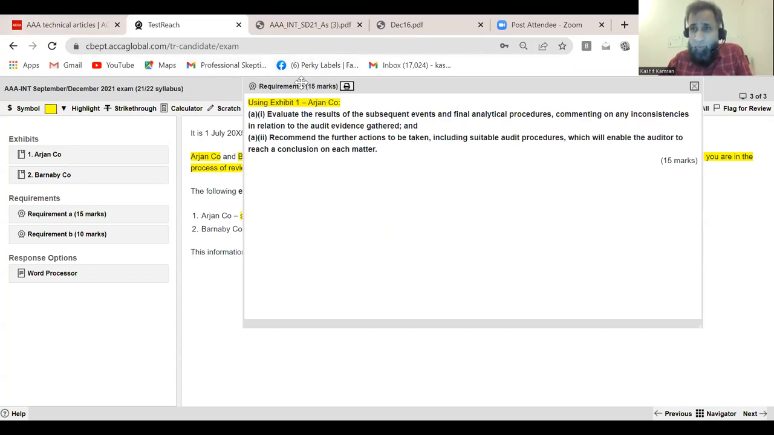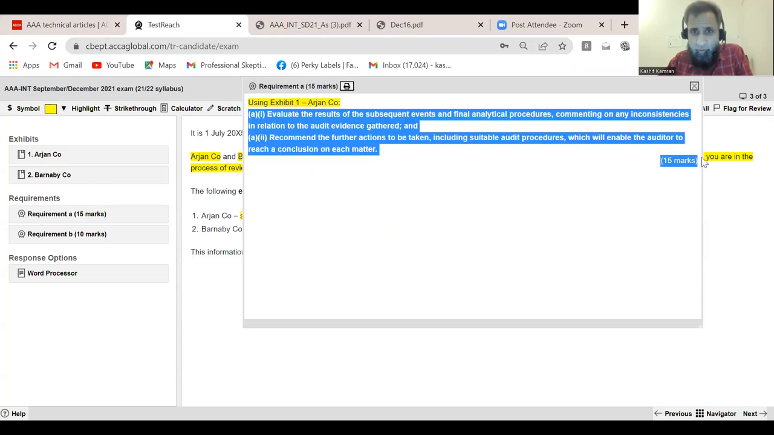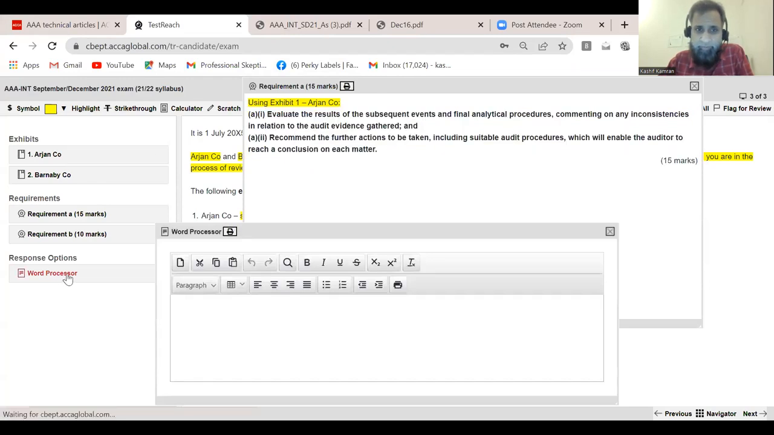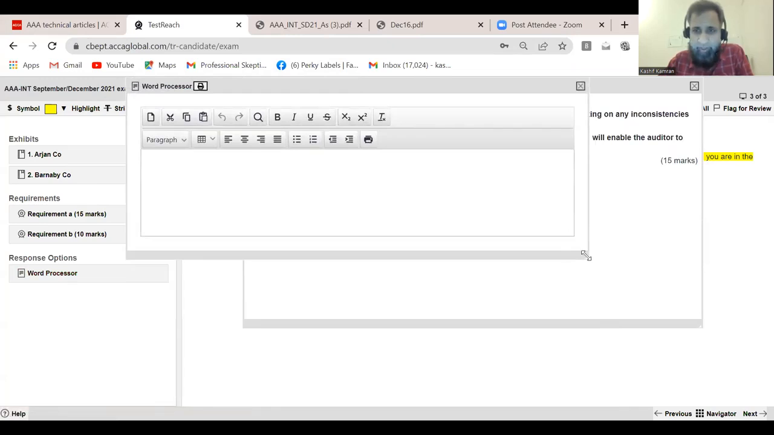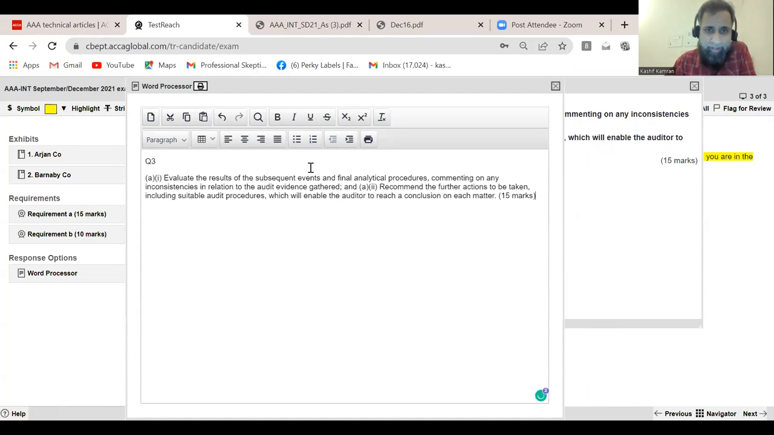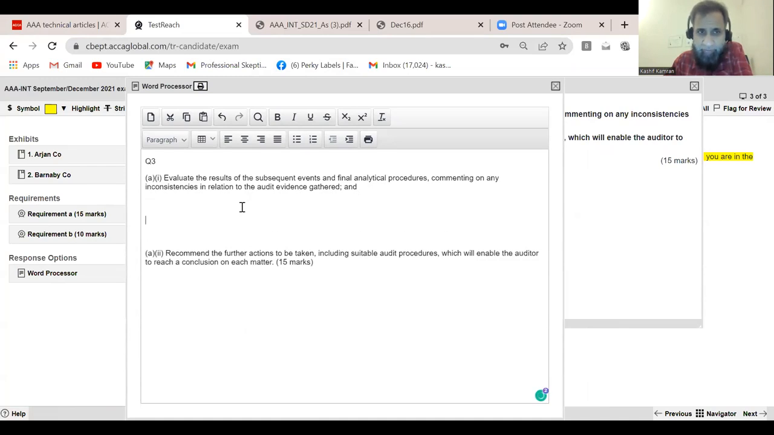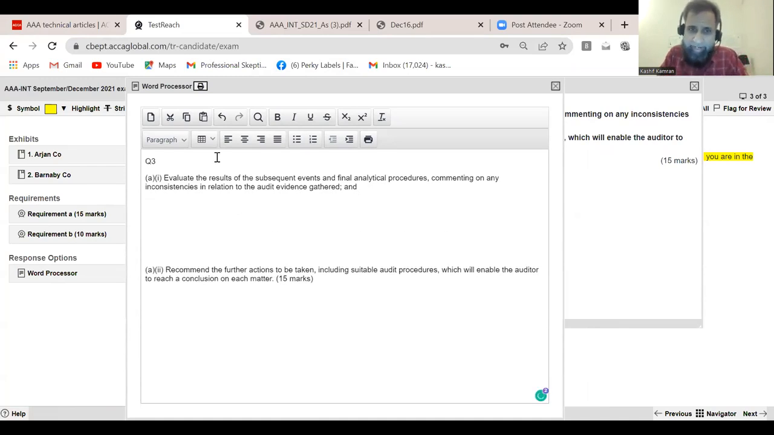So using the exhibit 1 Urgent Company, what you need to do? You need to do A1 and you need to do A2, and you have total 15 marks. Control C, open up the word processor, and in the word processor, you write the answer. You say, okay, question 3, and you copy down here, A1 and A2. That's what you need to do. And the total number of marks you have is 15. Now you need to fill up the answer for A1 and A2, and the 15 marks are there.